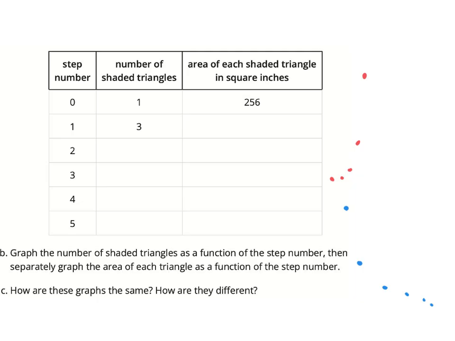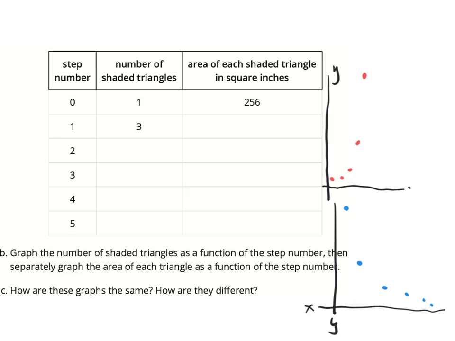If I had to draw some axes, I would make this my X, make this my Y. I made my Y first and my X. And then on the second one, I made my X and my Y. Okay, X is always horizontal, Y is always vertical.